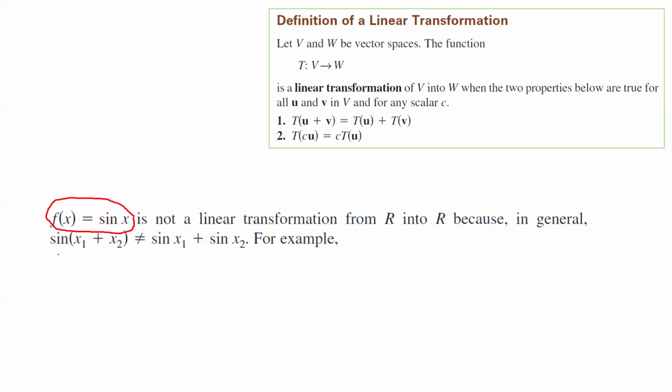You can show that sine of x1 plus x2, or sine of x plus y, is not necessarily equal to sine of x1 plus sine of x2. The counterexample can be pi over 2 and pi over 3. Sine of pi over 2 plus pi over 3 is not necessarily the summation of sine of pi over 2 plus sine of pi over 3. So here we introduced a counterexample.